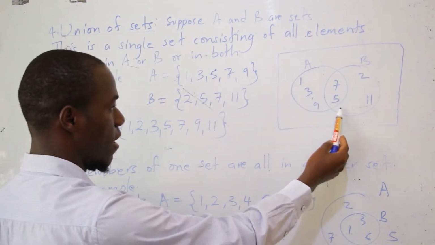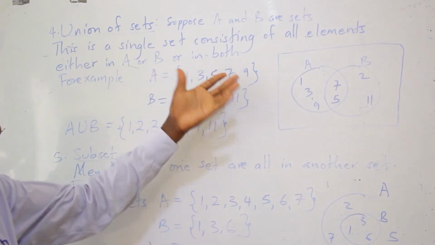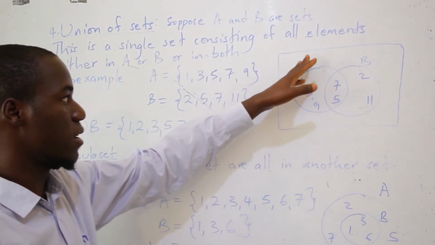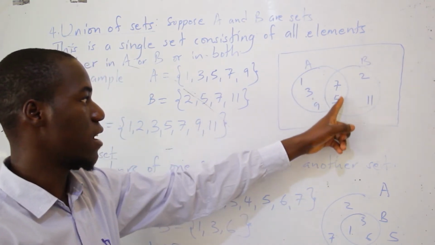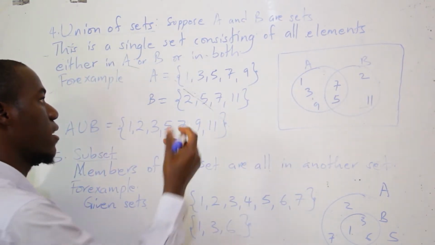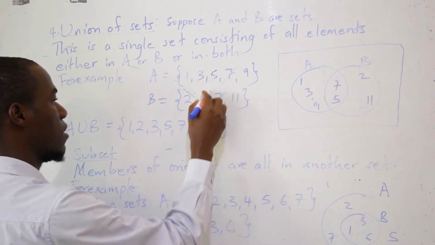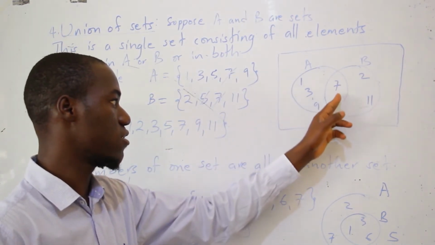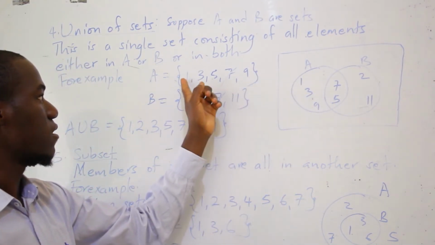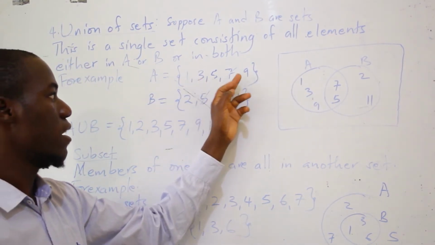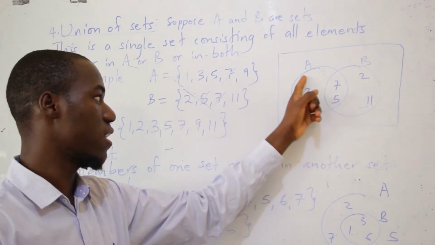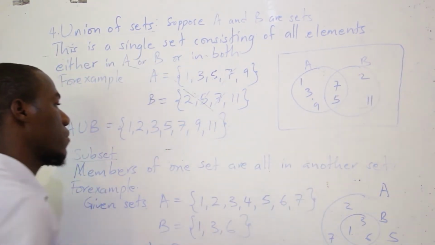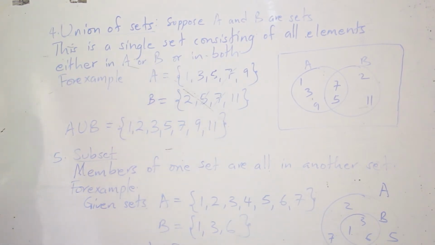Diagrammatically, or the Venn diagram, though we have not yet reached there, this is how it looks like. I'm having my set A and set B. The 7 and the 5 is common there in set A, and also set B. That is where the intersection is. Then the rest, the 3, the 1, and the 9, they are in the A. And then the 2 and the 11, they are also in the B only.